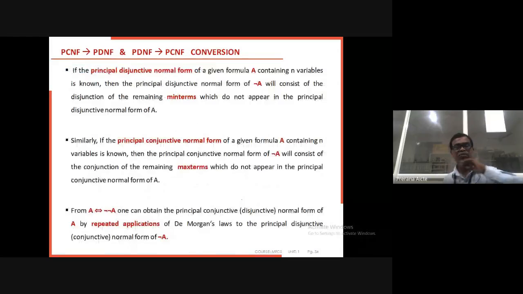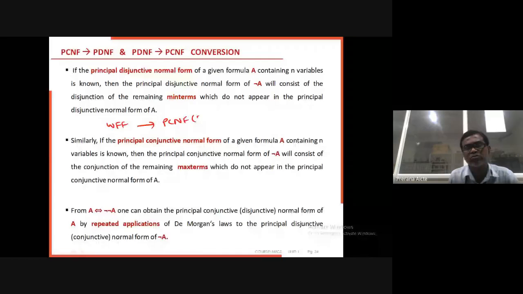And coming to the last point: given a formula either in PCNF notation or in PDNF notation, if you are asked to convert to the other, that is from PCNF to PDNF or from PDNF to PCNF, we can do that very easily. Suppose you are given a well formed formula. For that we first identify the PCNF. Let us assume the PCNF has 3 terms, out of 8 terms in total.